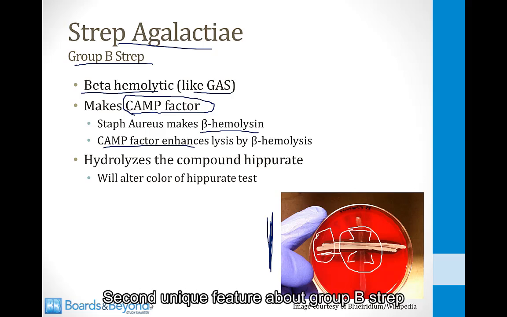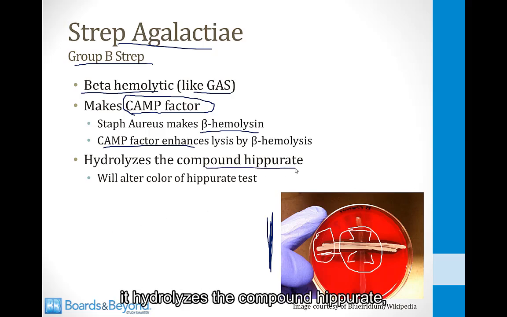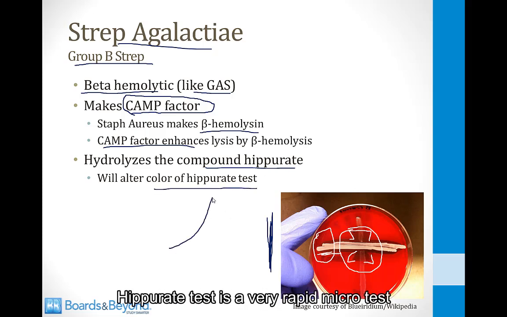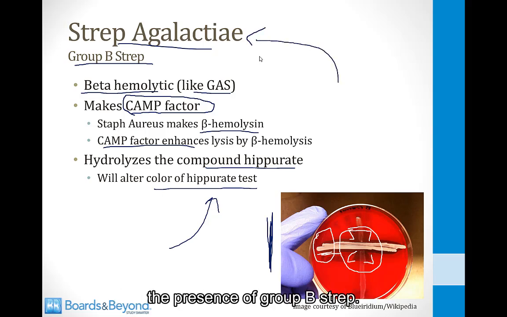Second unique feature about Group B strep you should be aware about is that it hydrolyzes the compound hippurate, and this means that it will alter the color of a hippurate test. Hippurate test is a very rapid microtest that can be done to very quickly identify the presence of Group B strep.